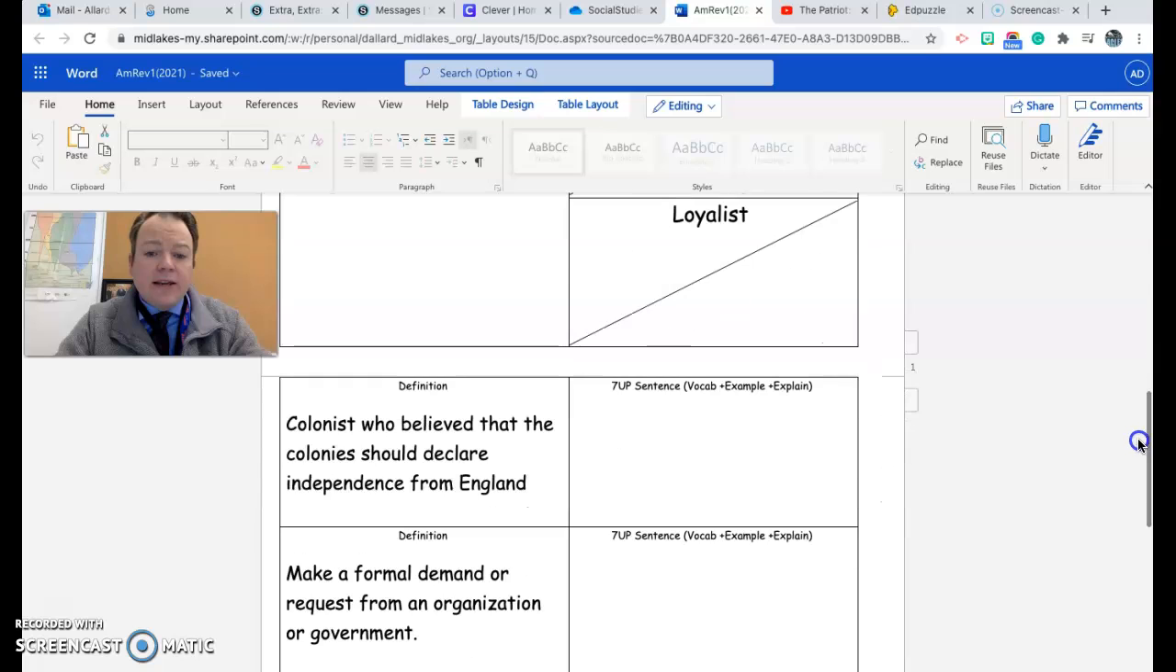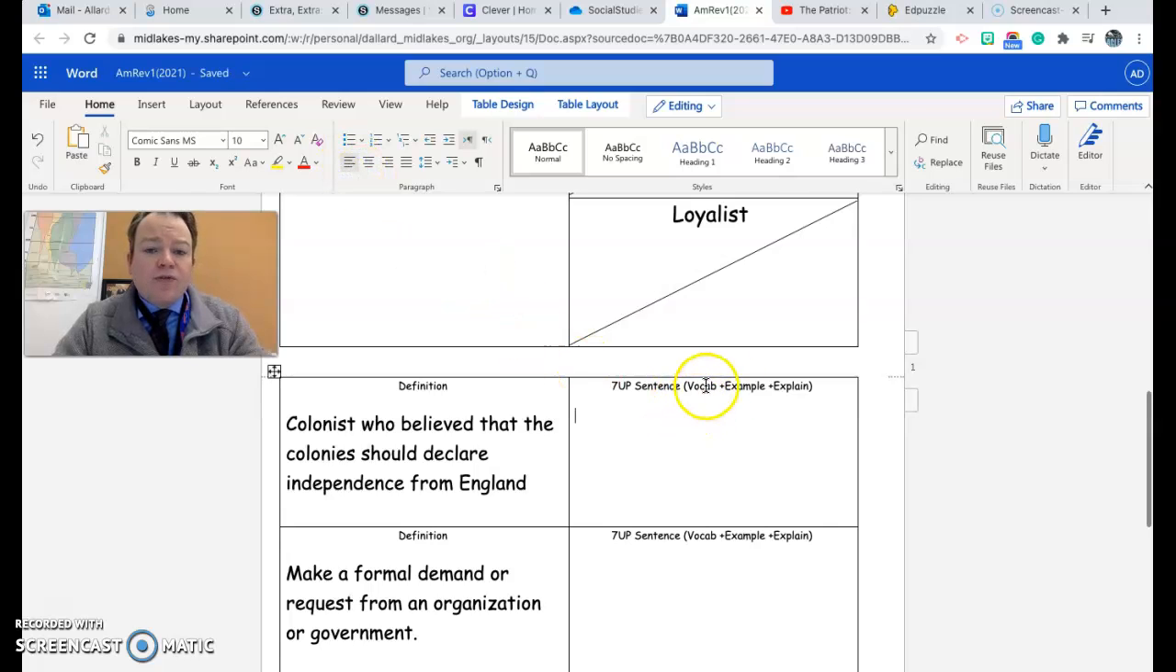Then I can slide in and go to my vocabulary. This vocab plus example plus explain is going to be very, very helpful. I don't think I'll be able to do this on the big screen, but this first one we'll do a little bit differently. Vocab word plus example plus explanation. So I pick my vocab word. The word patriot has to be in the sentence.